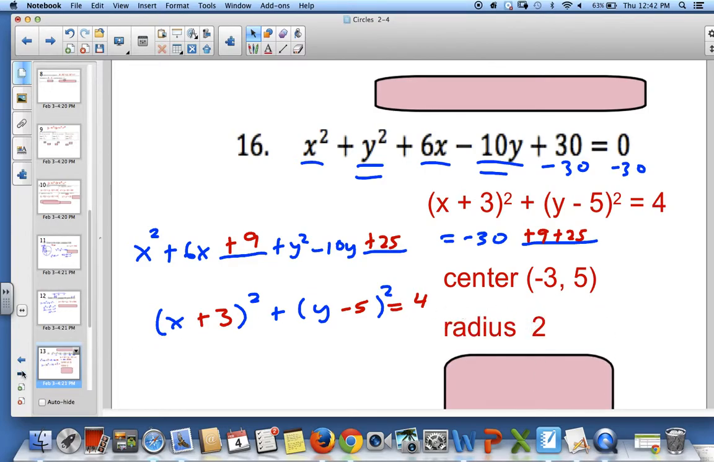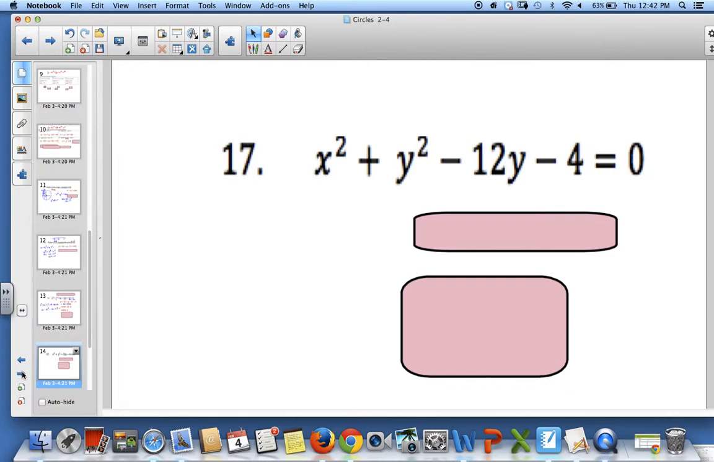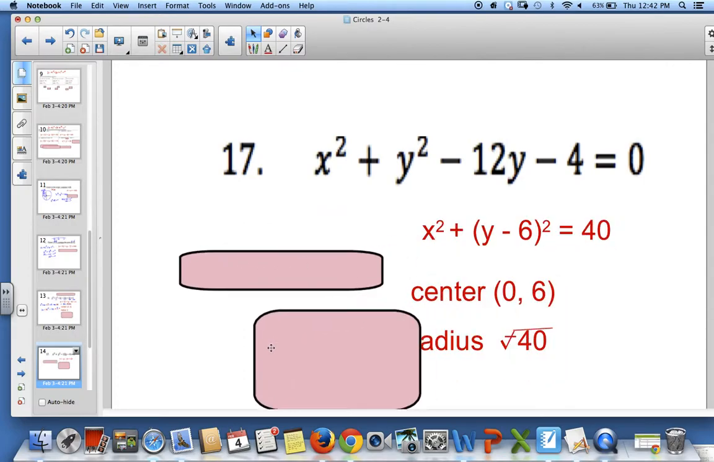Okay. I'm going to skip this one for now. If you want to just look at it now and work it, pause and work it out. This is the equation here, and there's the answer here.